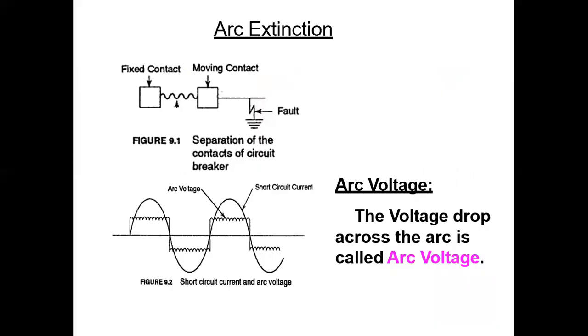Then arc extinction, in which we are seeing the arc voltage. The voltage drop across the arc is called the arc voltage. The waveform shows the arc voltage and short circuit current waveform.